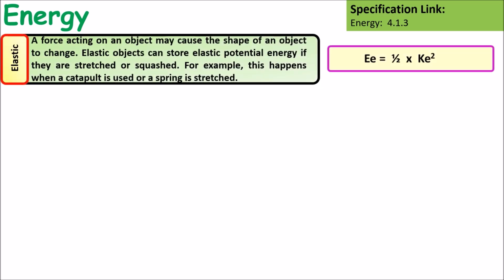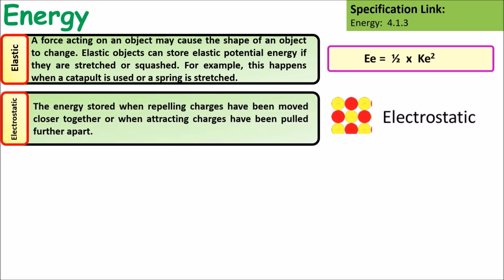Another type of energy is elastic energy. Elastic energy is a potential energy that is stored when things are either squashed or stretched. You have electrostatic energy. This is energy stored when repelling charges have been moved closer together or when attracting charges have been pulled further apart.